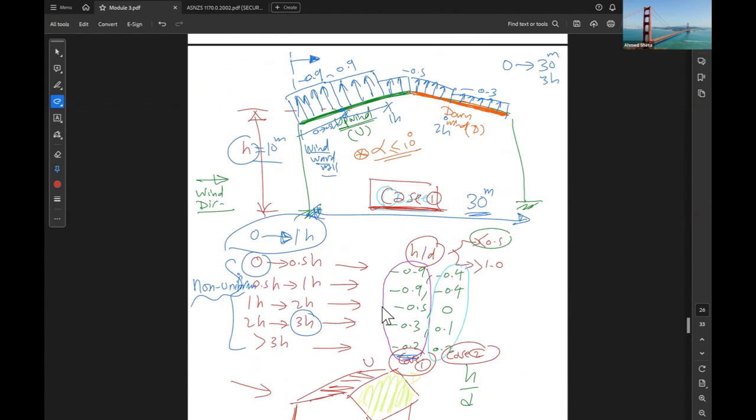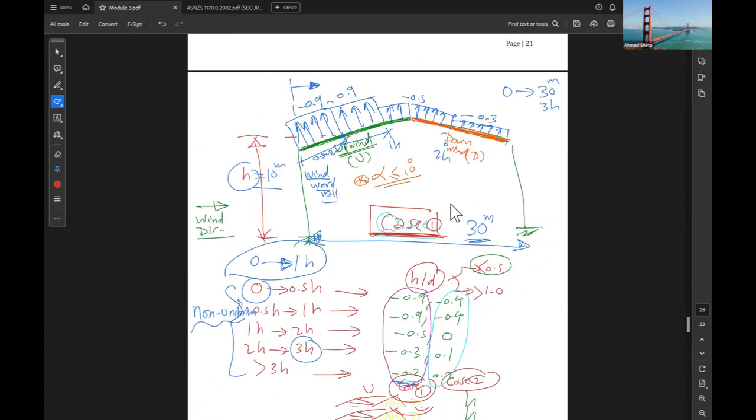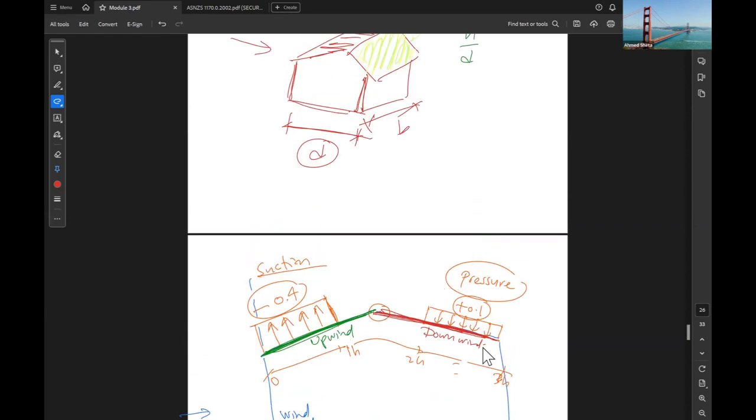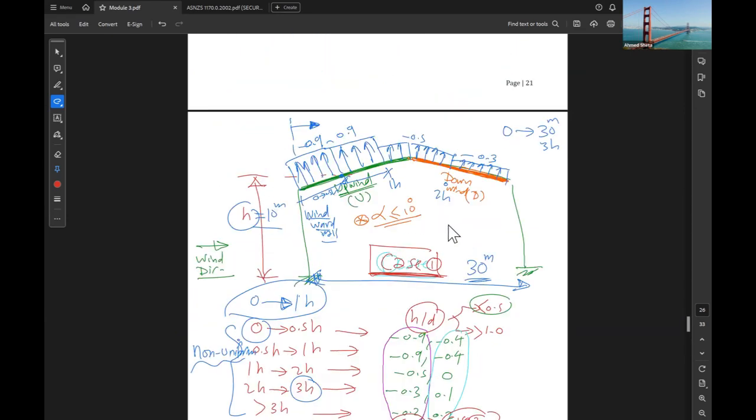Case 1 has almost all suction, and a higher value of suction, like negative 0.9. For case 2, we have a lower value of suction, and part of the roof has pressure value. Okay, so the difference here is case 2 has a pressure value on the roof, but case 1 has suction value. And also because we are not designing for wind alone, what else do we have to consider in our design? What are the other loads we have?